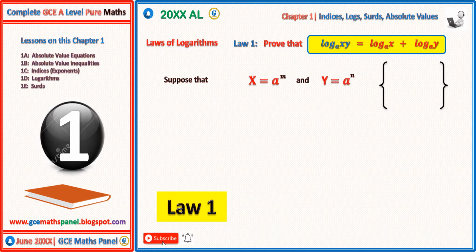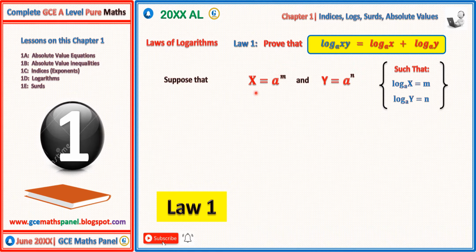Before taking the product of these numbers, if we convert x equals a to the power m to logarithmic form, we will have log x base a equals m. The base remains the same whether for exponential or logarithmic form, and it is equal to the power. Similarly, log y base a equals n.